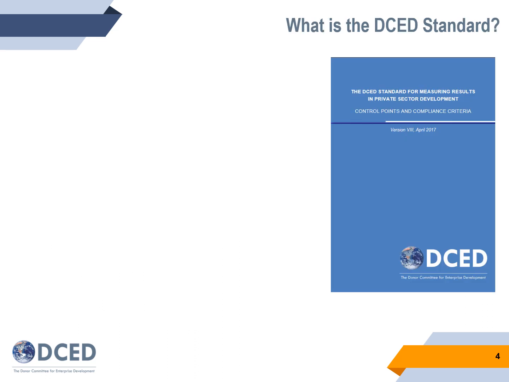So let's go straight into our first question. What is the DCED standard? The first thing to say is that it's a framework for results measurement, a way to help you and your program measure the results that you're achieving and use this information for reporting and for program management. It's got 7 parts to the framework, which we'll go through in a subsequent slide.